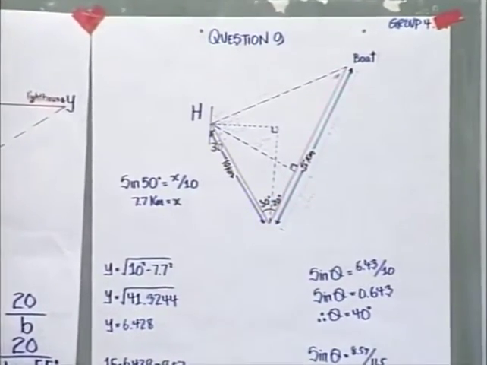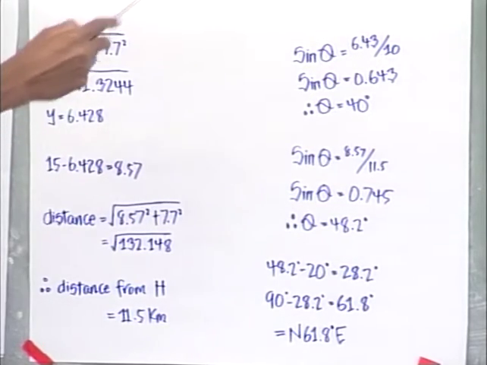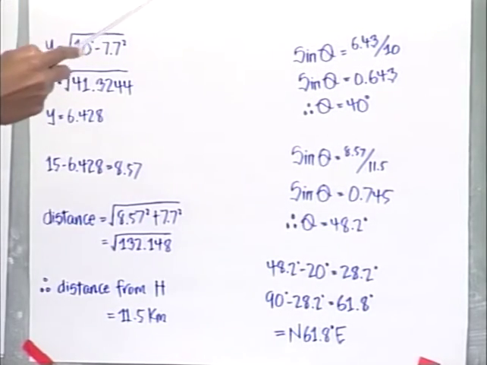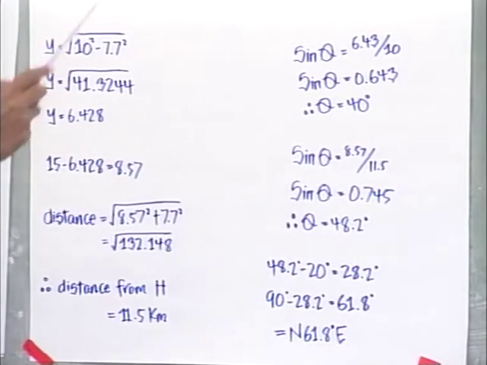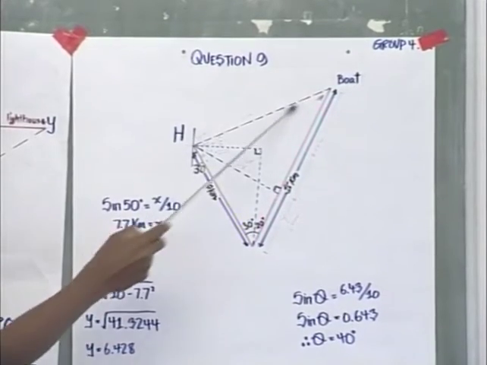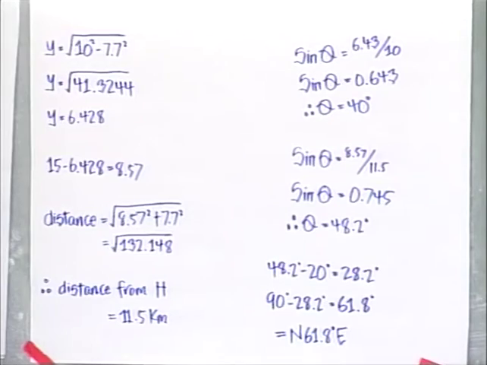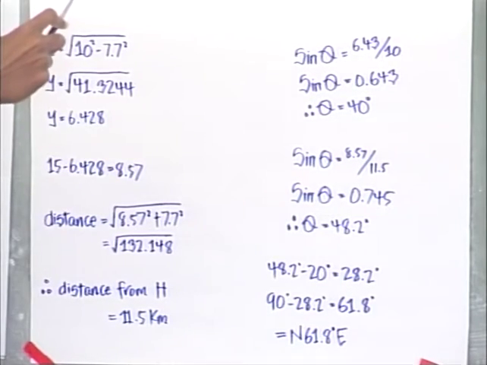To find the distance, we use Pythagoras theorem, so it's the square root of 8.57 squared plus 7.7 squared, the square root of 132.148. The distance from H, which is also the hypotenuse, is 11.5 kilometers. The second question says, what is its bearing from H? So we have to find this bearing.